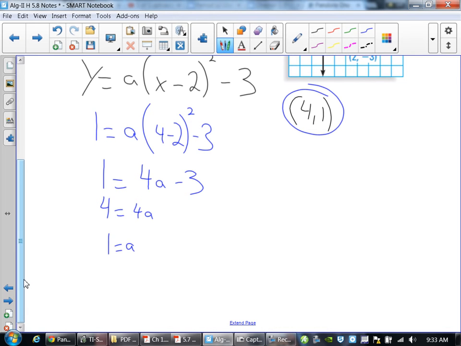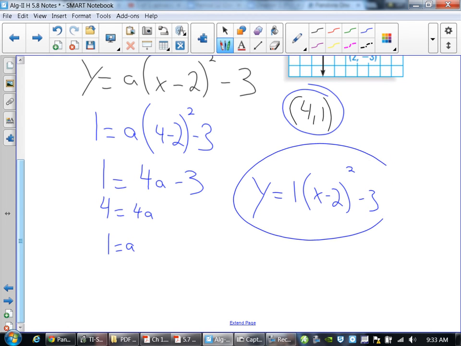So now we're done. We have a, we got all our stuff, so your answer would be y equals 1 times the quantity x minus 2 squared minus 3, and that would be the equation. That's all it is. Let's do another one like that.